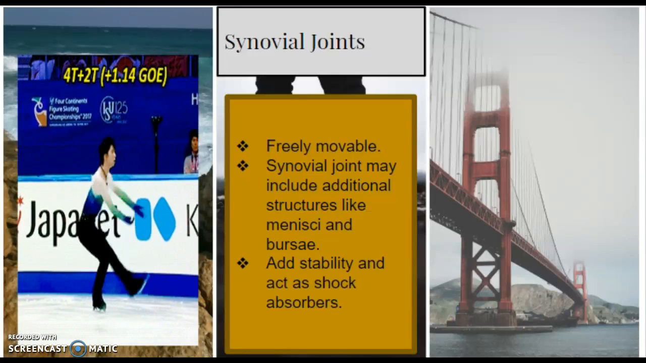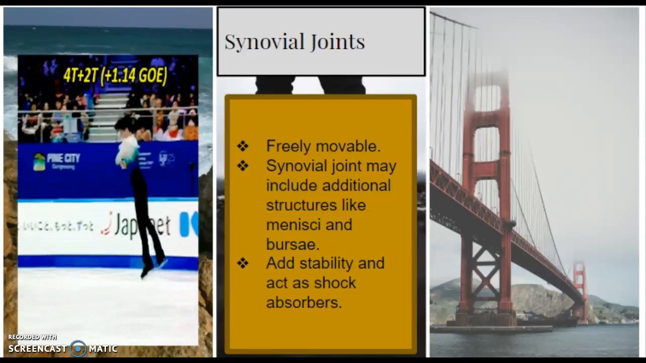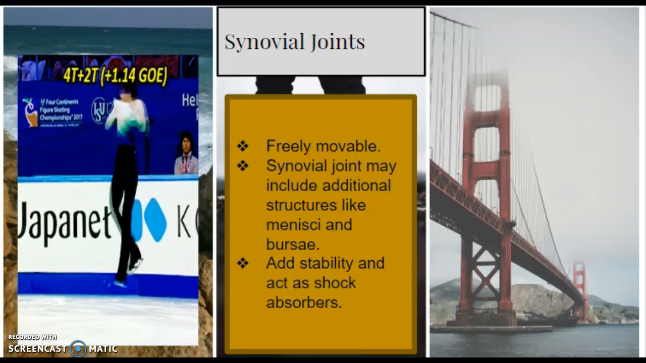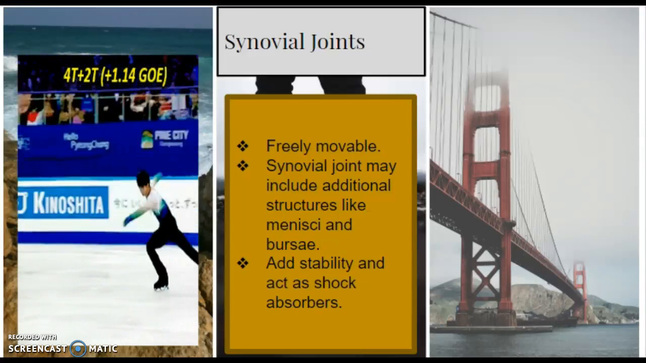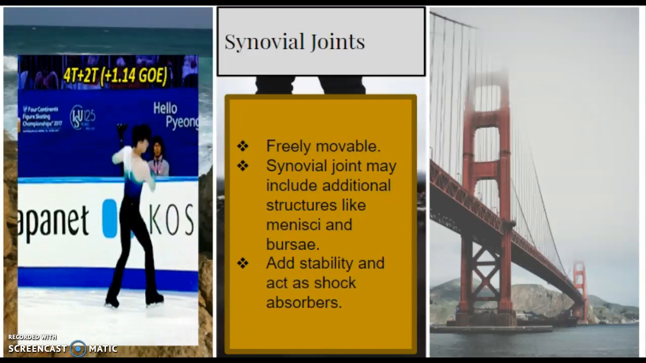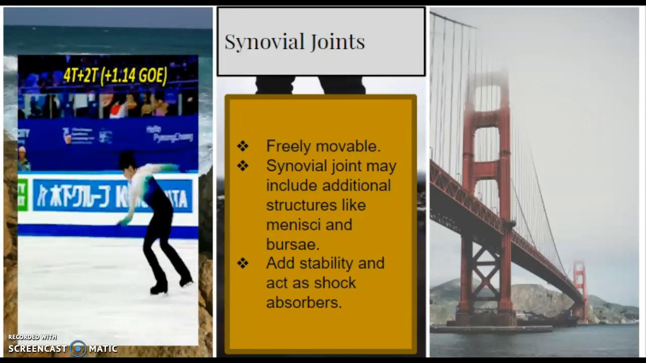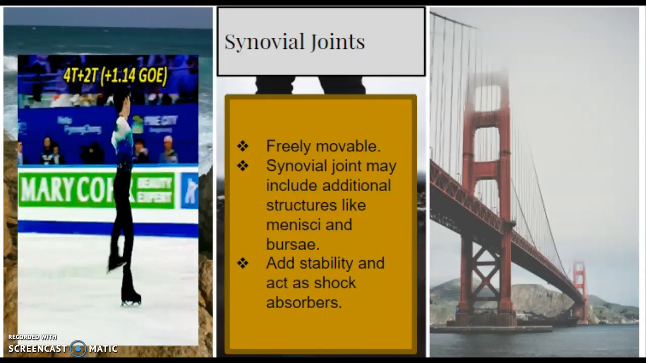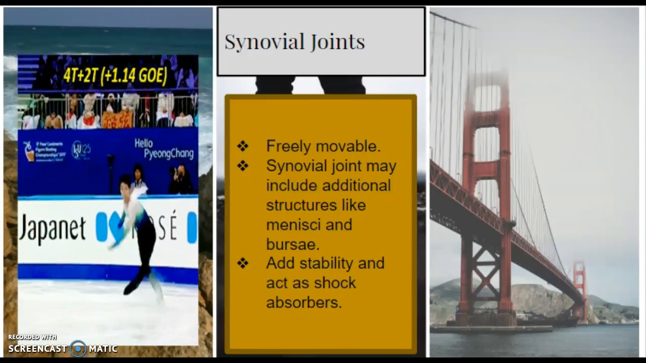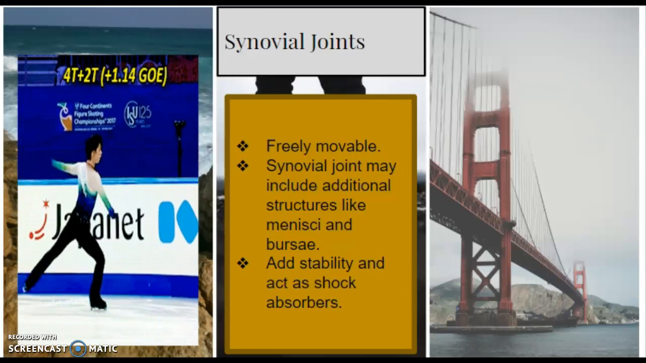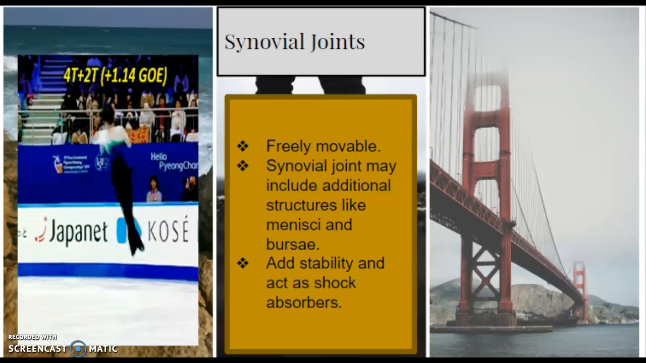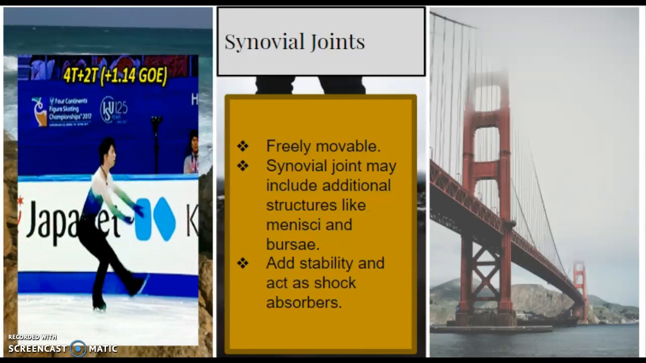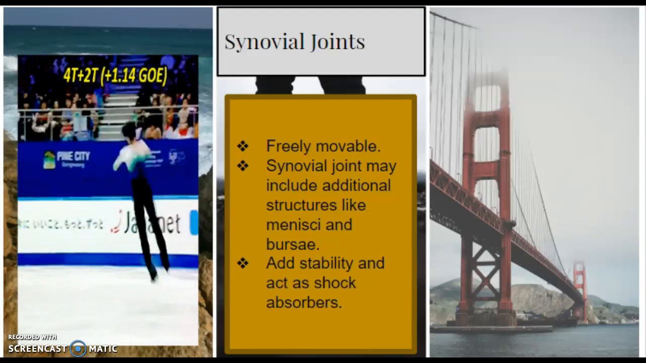The synovial joint, fairly movable. Synovial joints may include additional structures like menisci and bursae, which add stability and act as shock absorbers. This can be seen in the GIF of Yuzuru, an ice skater, and how he uses his synovial joints.